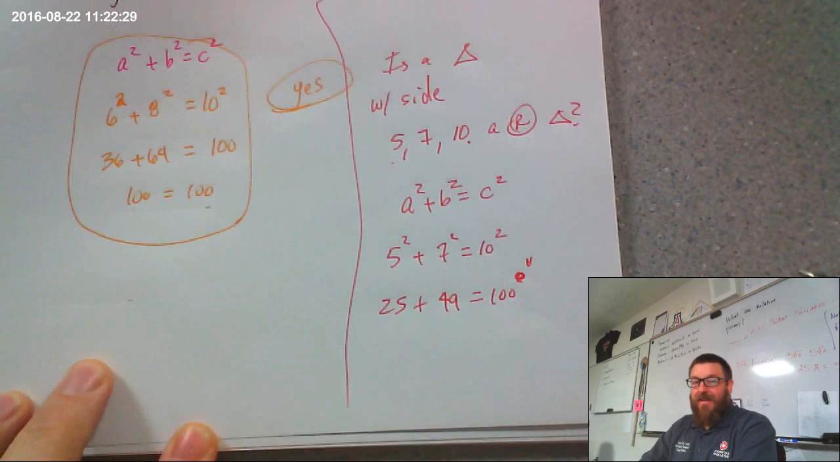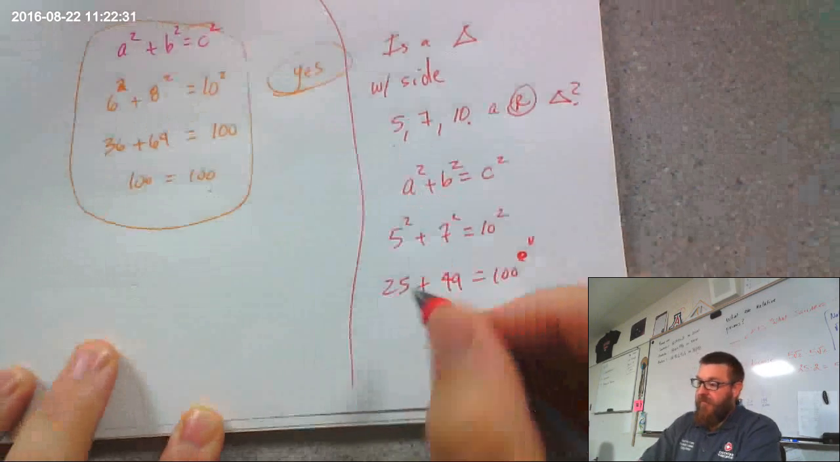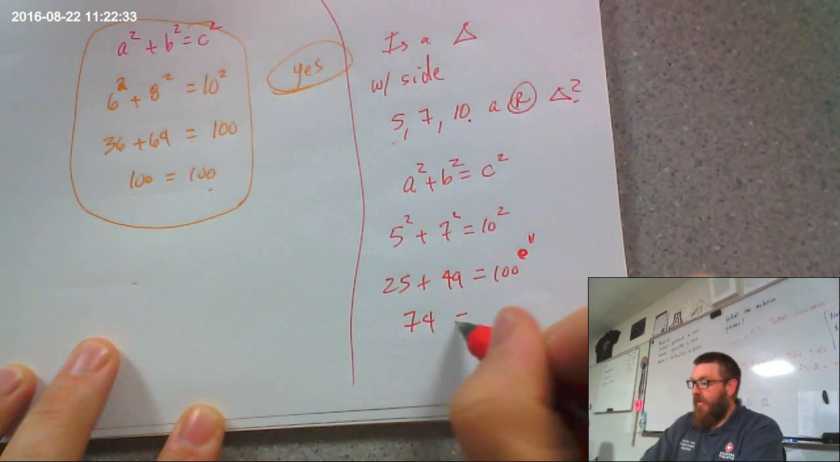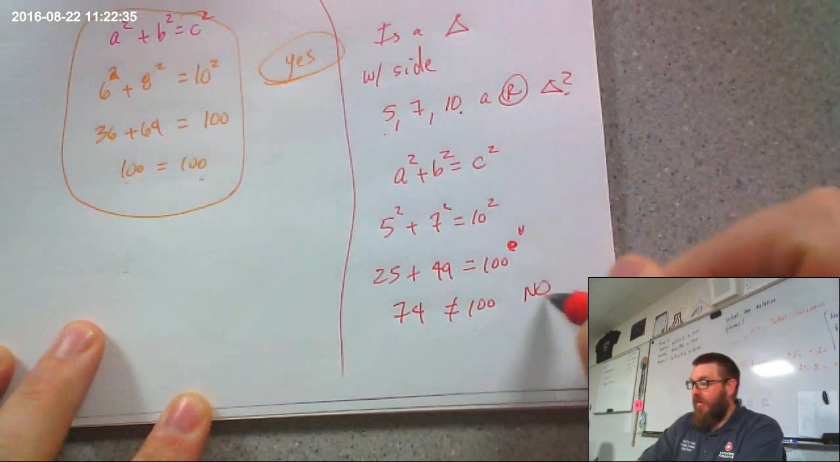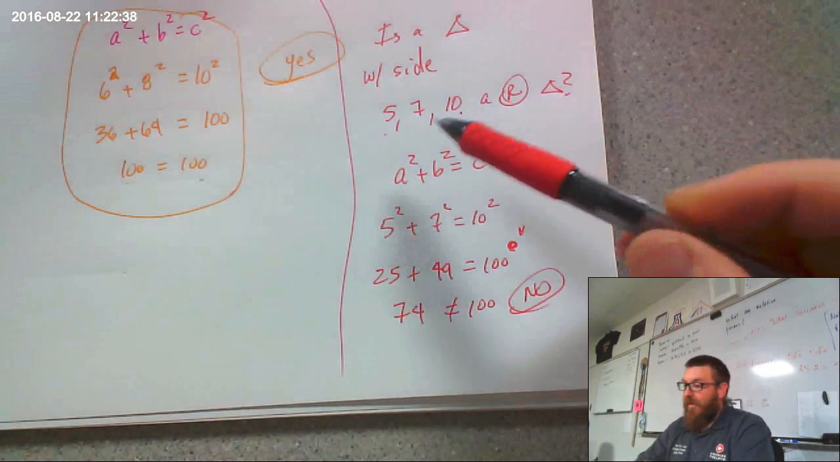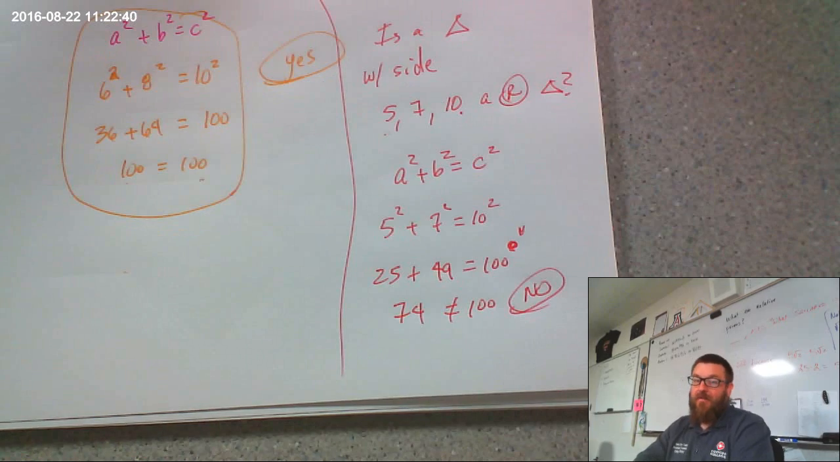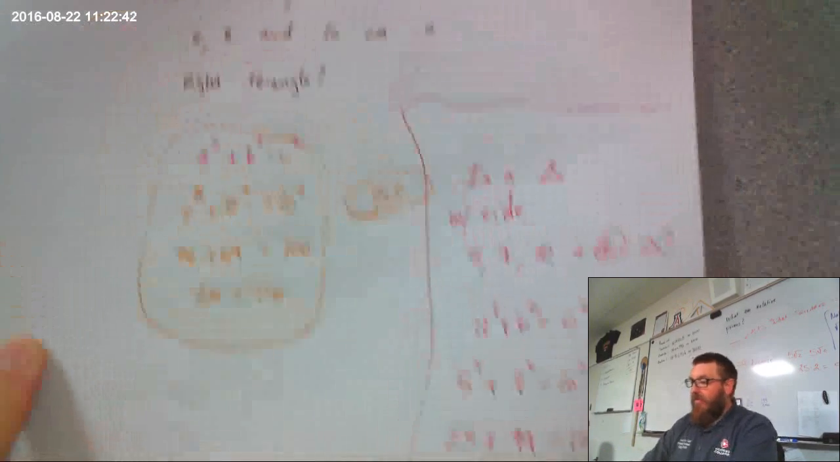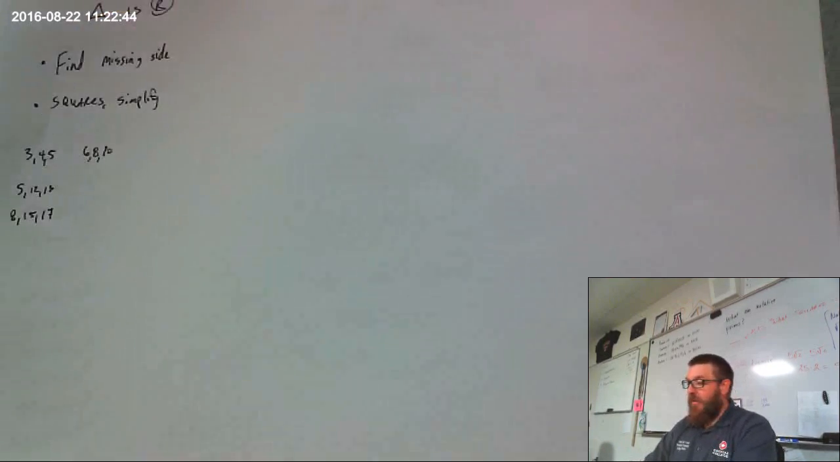Ignore that right there. So this is 74. That's not equal to 100, so the answer is no. A triangle with these three sides, 5, 7, and 10, would not be a right triangle. So, moving on.